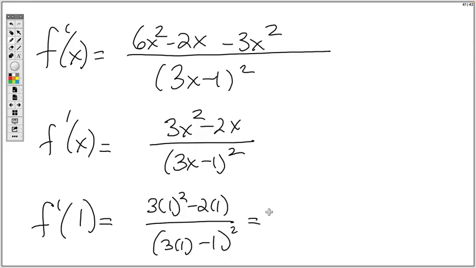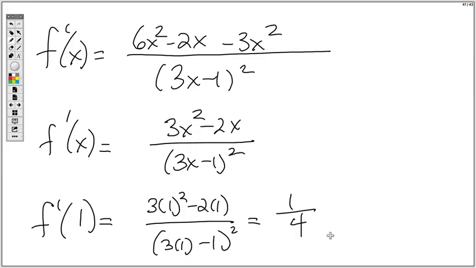In the numerator, what do you get? One. Denominator, 4. We all good getting to the f prime of x and the f prime of 1?